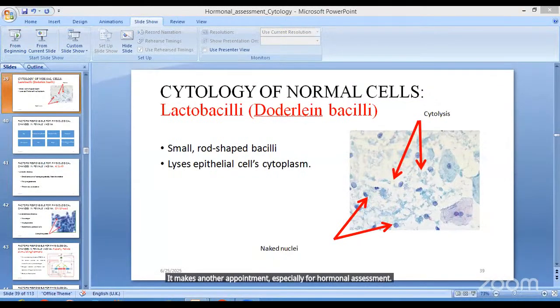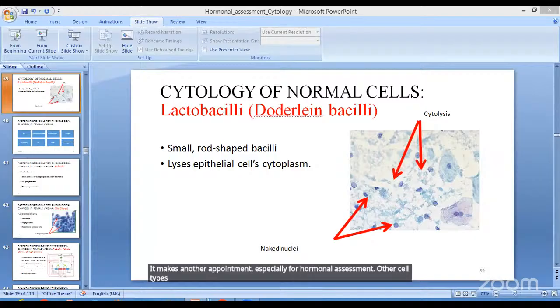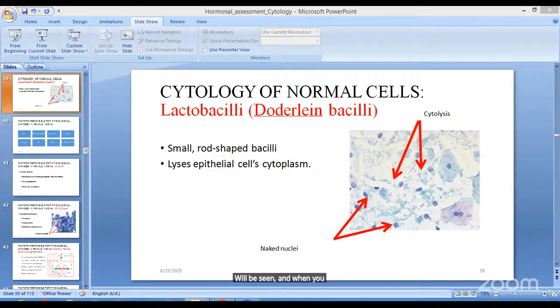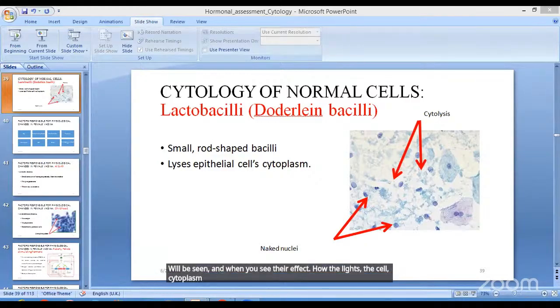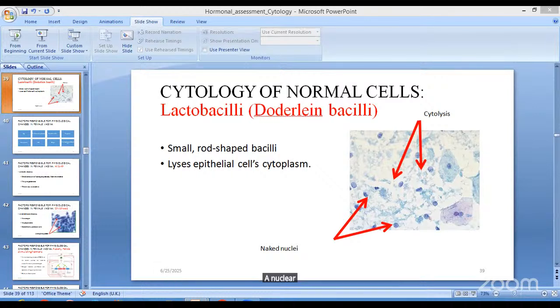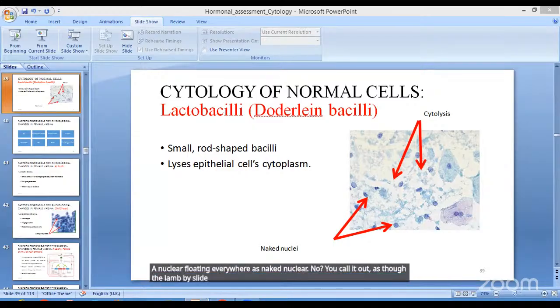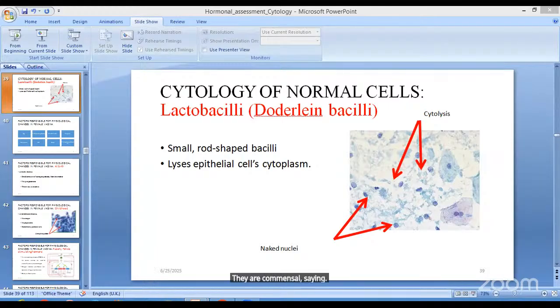Other cell types, okay, commensal bacteria, lactobacilli, will be seen. And when you see their effect, how they lyse the cell cytoplasm and keep the nuclei floating everywhere as naked nuclei, you call it out as Doderlein bacilli. They are commensal, seen in vaginal smears. This slide shows the effect of the lysis, a lysed background.